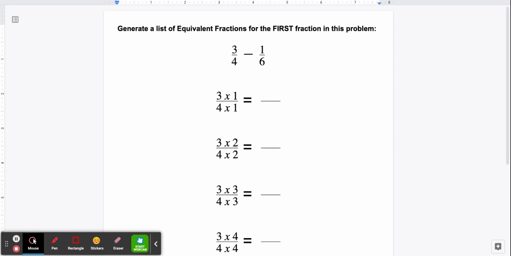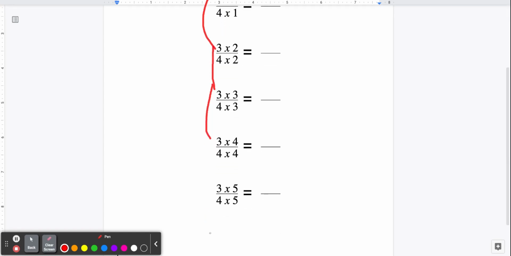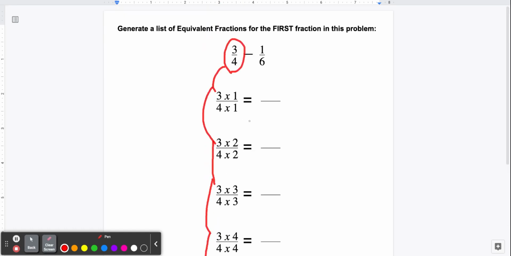So now that you have reviewed how to write equivalent fractions, here's the method that we are going to use for our purposes. On this worksheet, I'm going to show you how to generate a list of equivalent fractions for the first fraction in this problem. The first fraction in this problem is 3/4, and therefore I have written that fraction here and here and here and here, and at the very end, another one. The same exact fraction, but we're going to write 5 equivalent fractions for 3/4.